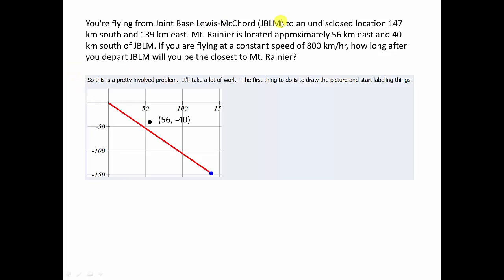So the black dot is about Mount Rainier, is 56 kilometers east, 40 south, where the point is 56, negative 40 based on the axis I drew. This is we start here and we fly down to this blue point. And of course the blue point is 130 kilometers east and 147 kilometers south, which corresponds to that point.